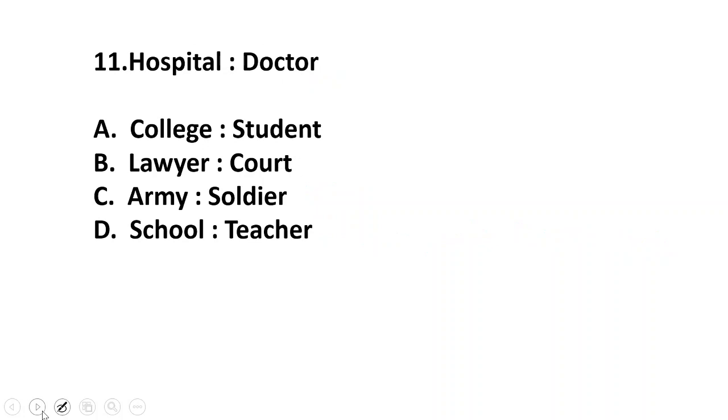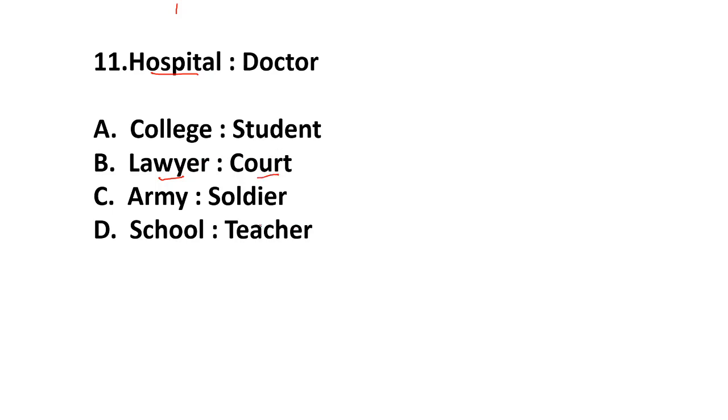Hospital, doctor. The hospital is the place where doctors work. College, student. Now, a student doesn't work in a college, no. Lawyer, court. A lawyer works in a court. So the combination B you cannot give also. Here hospital is the workplace of the doctor. But lawyer is the worker, and the workplace is the court. So this is not correct.